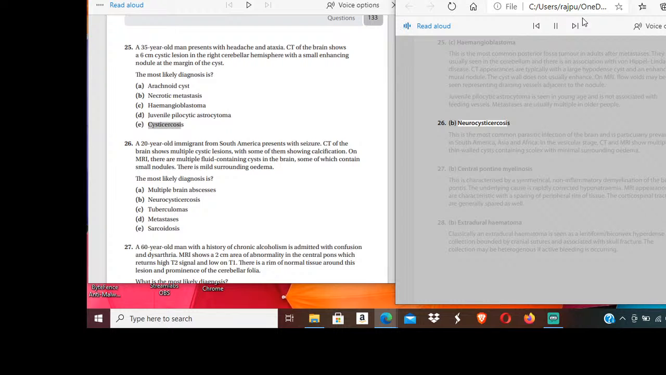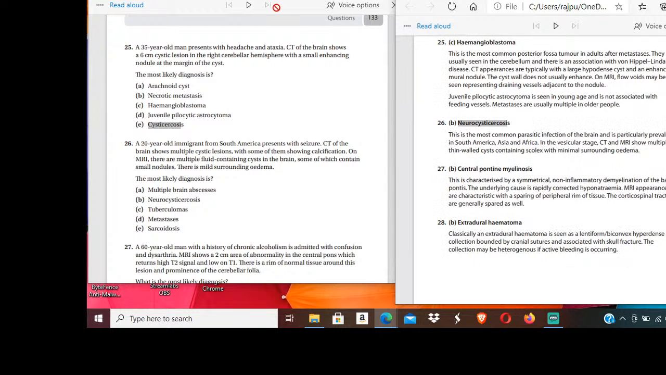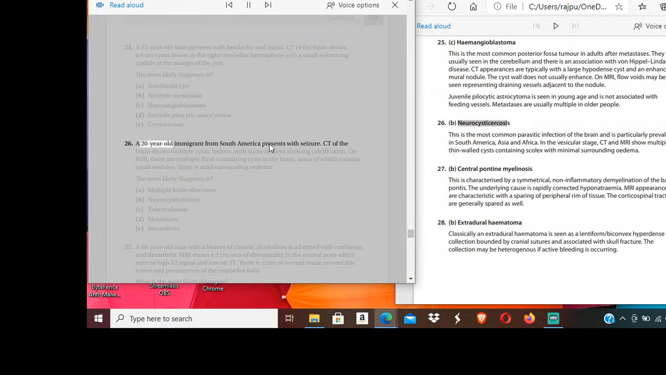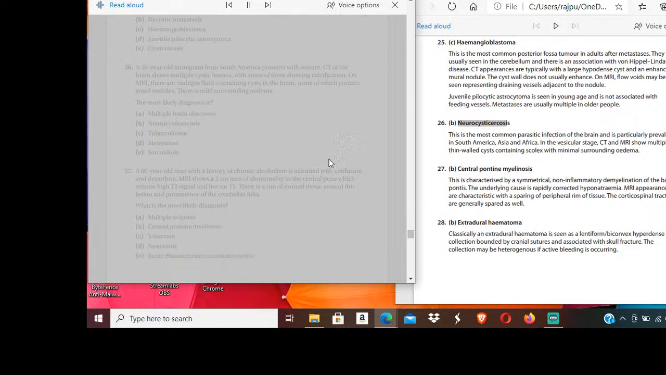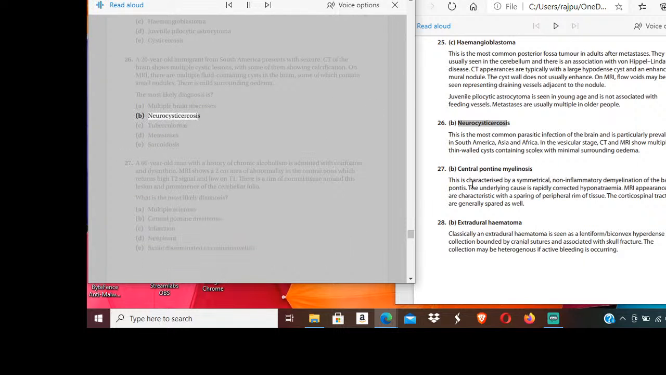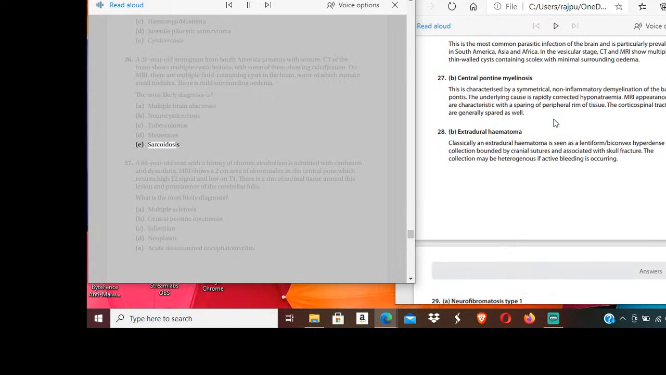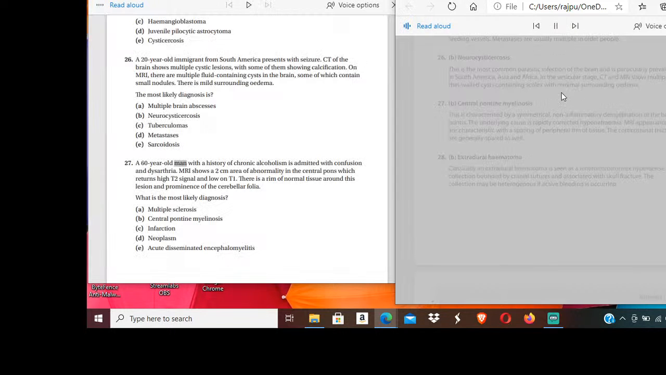26. B. Neurocysticercosis. 26. A 20-year-old immigrant from South America presents with seizure. CT of the brain shows multiple cystic lesions, with some of them showing calcification. On MRI, there are multiple fluid-containing cysts in the brain, some of which contain small nodules. There is mild surrounding edema. The most likely diagnosis is A. Multiple brain abscesses, B. Neurocysticercosis, C. Tuberculomas, D. Metastases, E. Sarcoidosis.